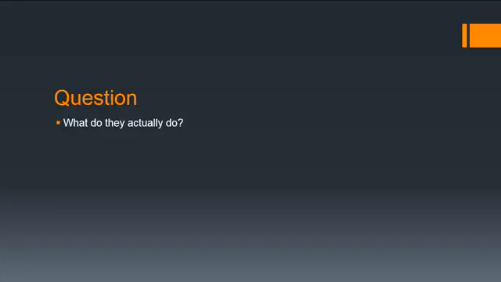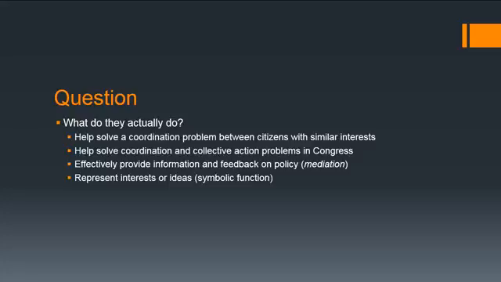What do political parties do? What function do they serve? Well, the important thing that we're going to be talking about is they help solve a coordination problem between citizens with similar interests. Another thing that they do is they help solve coordination and collective action problems within Congress.